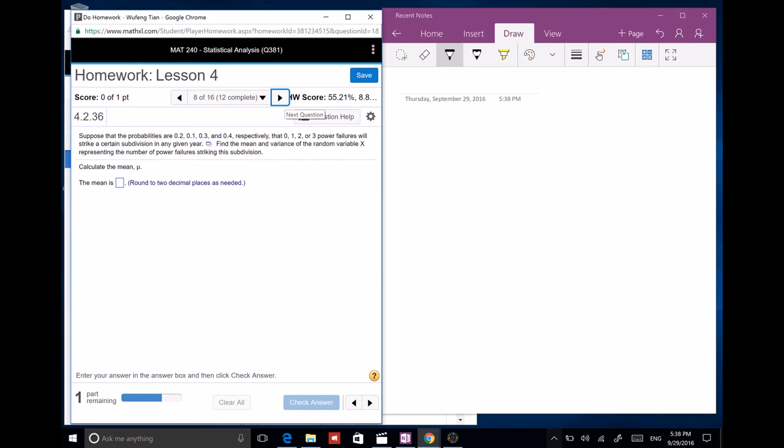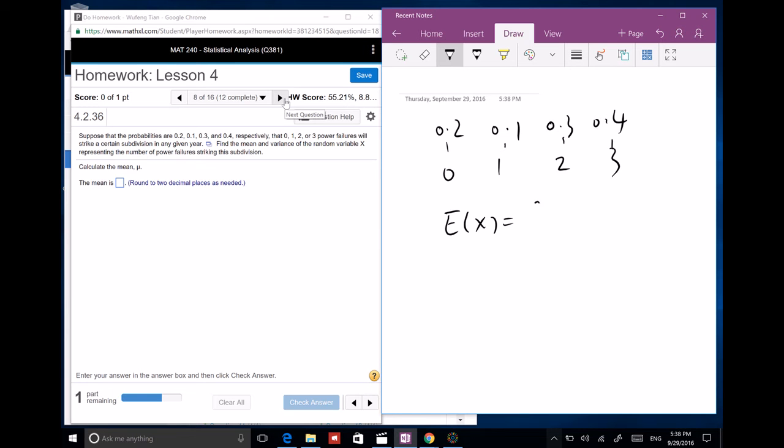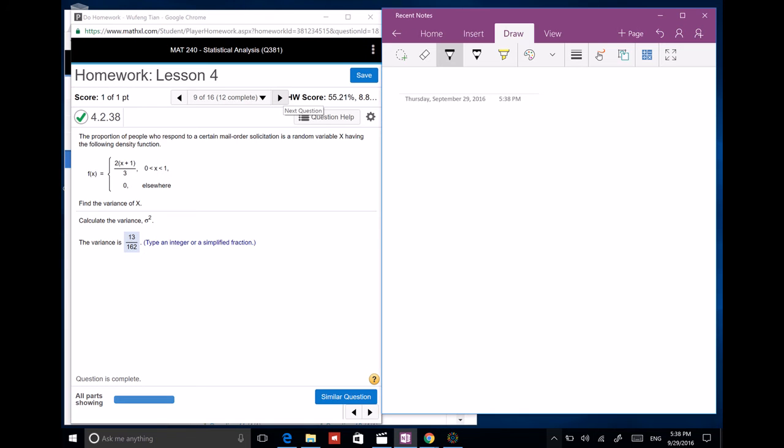Find the mean value. I'll skip this one. It's pretty easy. You just use 0.2, 0.1, 0.2, 0.1, 0.3, 0.4, and 0, 1, 2, 3. You multiply them, add together. It's just the formula E of x equals f of x times x, and add everything together. So it's just the same formula as the previous one.